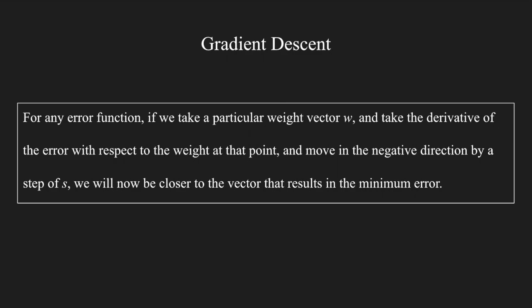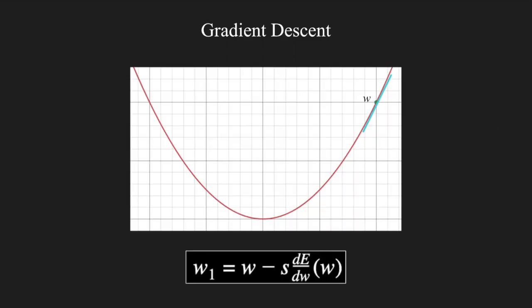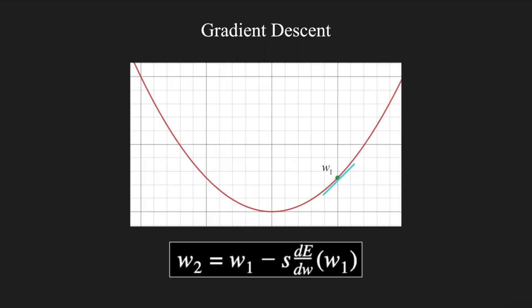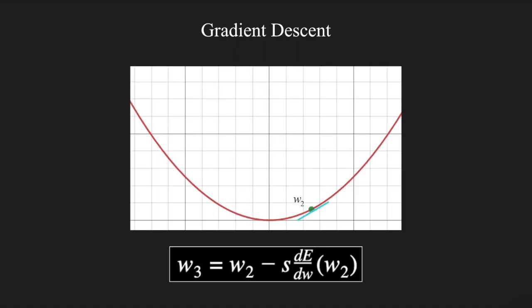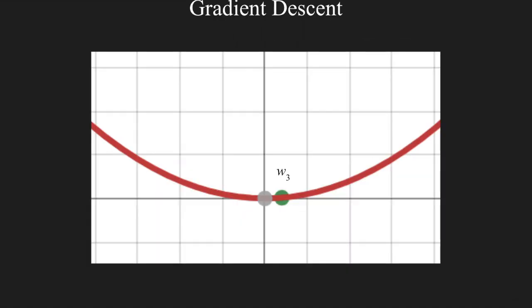Let's say that our error function looks something like this, and we pick a random weight w. The derivative at this point is positive, so we must take a step proportional to the derivative to the left. We now arrive at a new weight. We repeat the same process, but because the derivative is of less magnitude, the step we take is smaller. If we continue repeating this, we will get sufficiently close to the weight that minimizes the error.